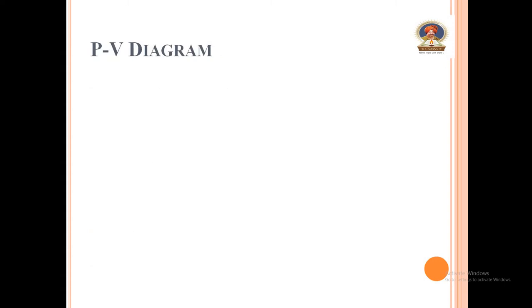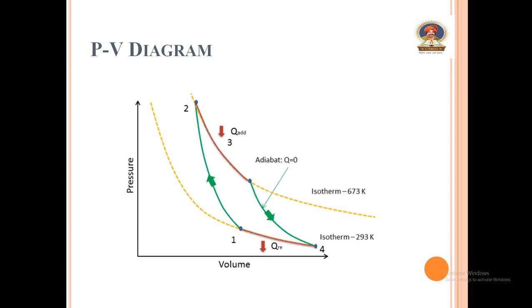Now we'll see the PV diagram of the Carnot cycle. So you can see in the figure the PV diagram, pressure and volume diagram. In this figure you can see there are 4 processes: 1 to 2, 2 to 3, 3 to 4 and 4 to 1. Out of these, 1 to 2 and 3 to 4, these 2 processes are adiabatic processes, and 2 to 3 and 4 to 1, these 2 are isothermal processes.